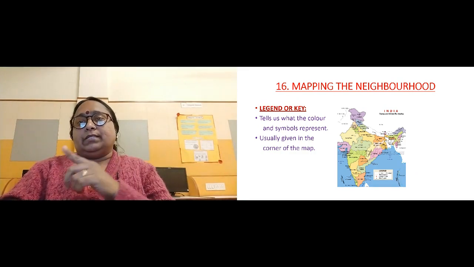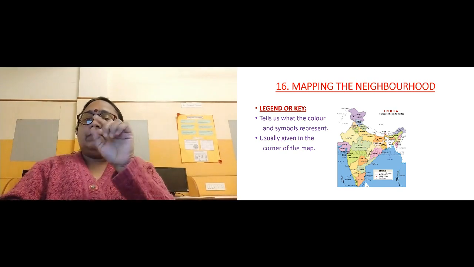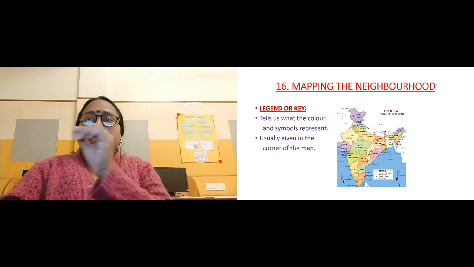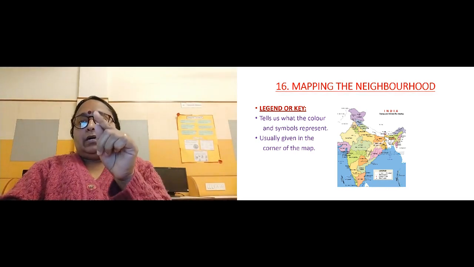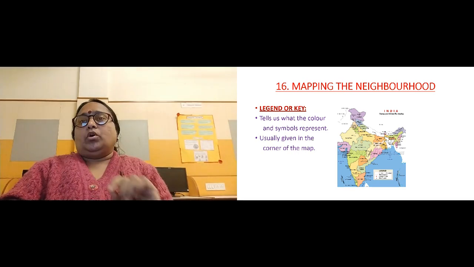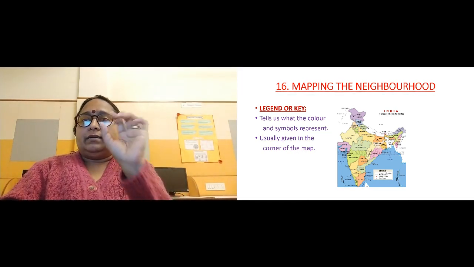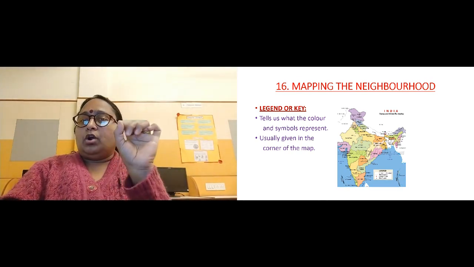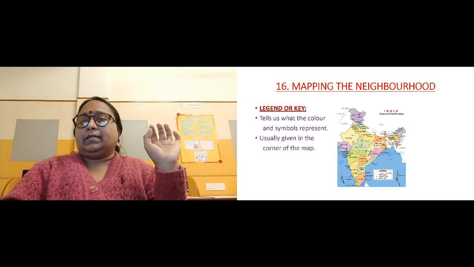For example, if you see the map here on the side, you will find a small box written below as legend, and there you see dotted lines mentioning it is international border. Then you see a straight line mentioning state border. Then you see a small square and a circle in the center, red in color. It is the country capital, and you see a small black circle or a dot, it is the state capital.